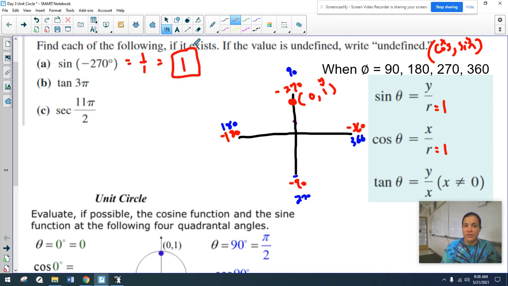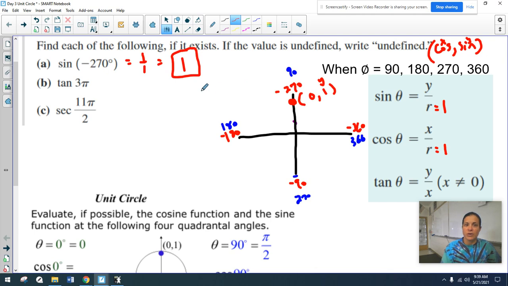So you're either going to get an answer like 1, or if we did cosine of negative 270, you would use the x value. So you would have 0 over 1, which would be 0. So you're either going to get 1, 0, or, for tangent, if you do y over x, if they did tangent of negative 270, then it would be y, which is 1, over x, which is 0. And if you have 1 over 0, that's going to be undefined. So if they're right on one of the axes, you're either going to get 1, 0, or undefined.